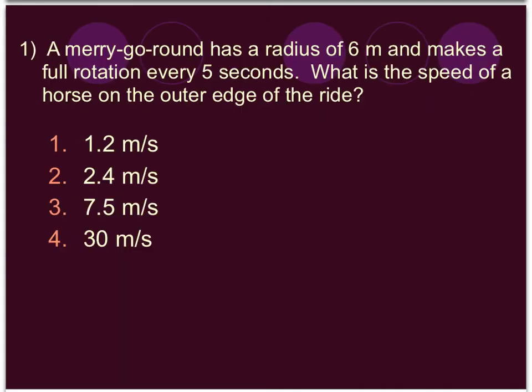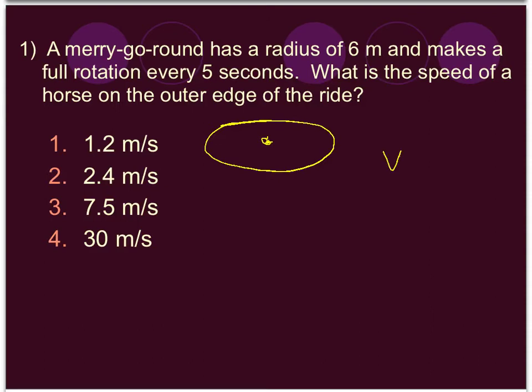Okay, the warm-up question. You have a merry-go-round that has a radius of 6 meters, and we know it makes a full rotation every 5 seconds. And we're asked to determine the speed of the horse on the outer edge of the ride. Well, what you have to remember is as that horse makes that trip around, the distance that horse is going to travel is going to be the circumference of the circle.